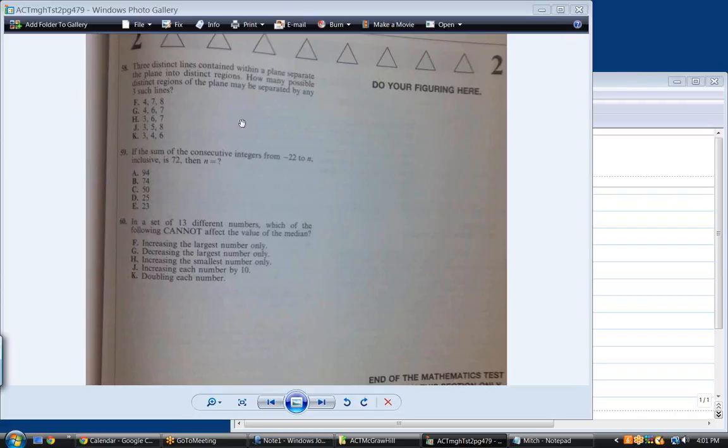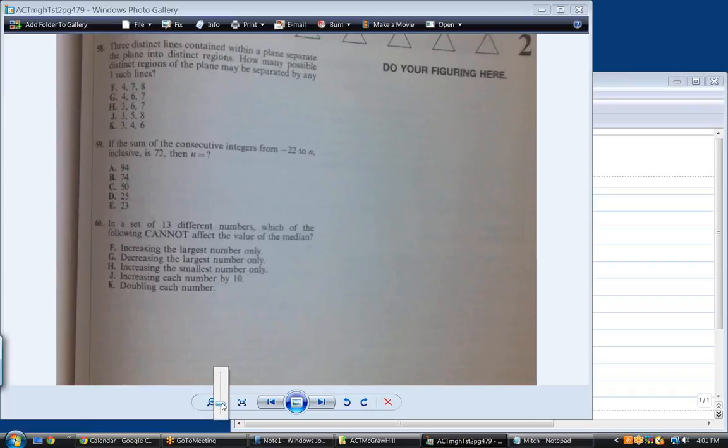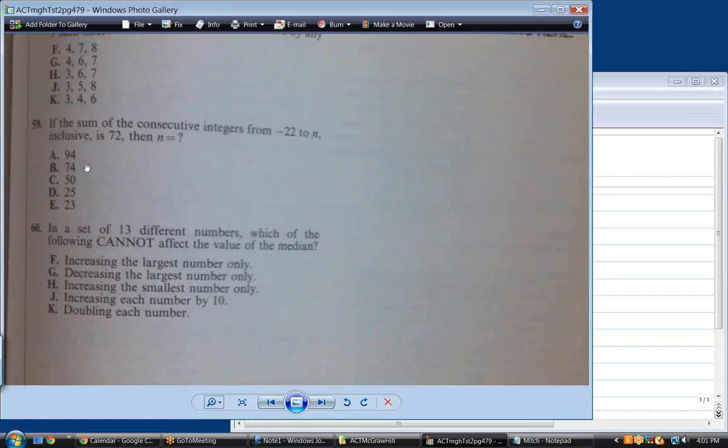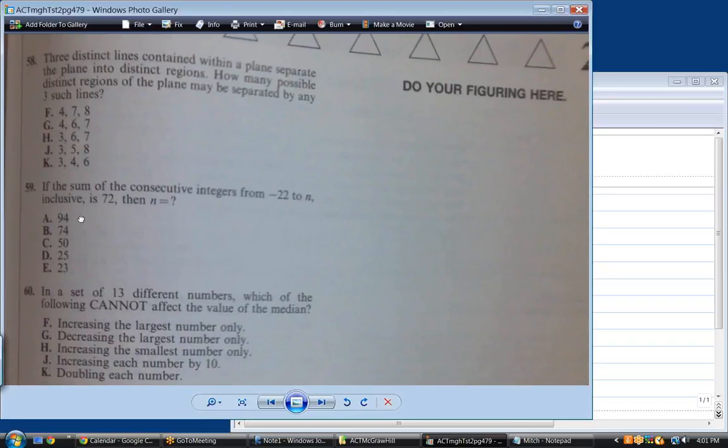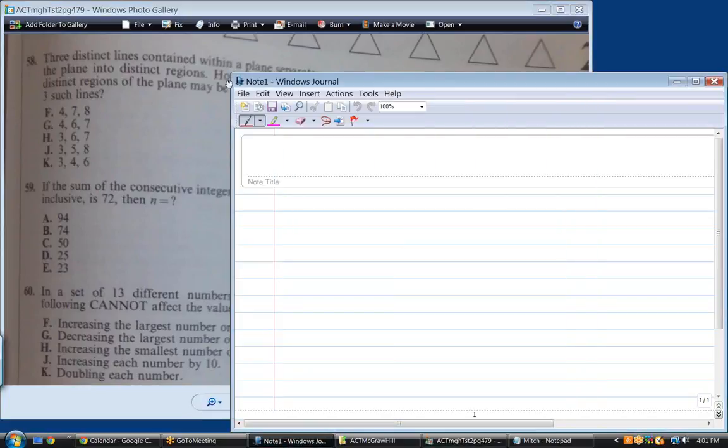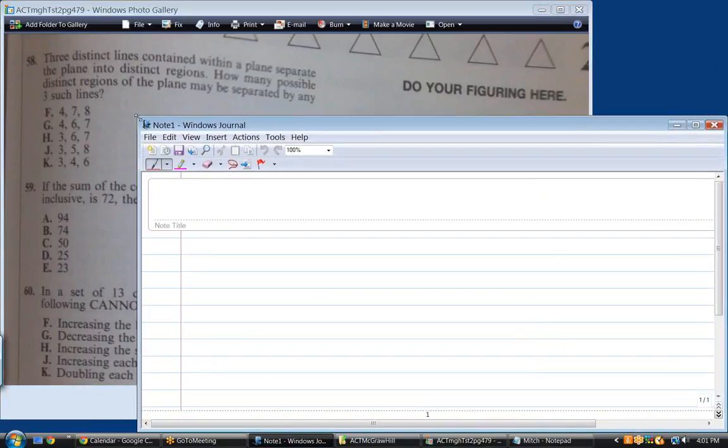Let's pick up with 58. Hold on a moment. Let me enlarge that a little bit. This is a little tough to understand. Wow. I'm not sure I understand this.